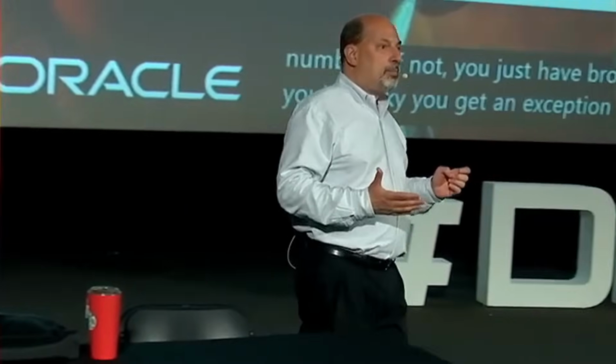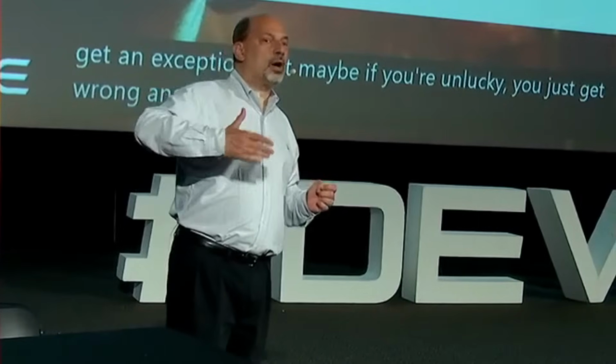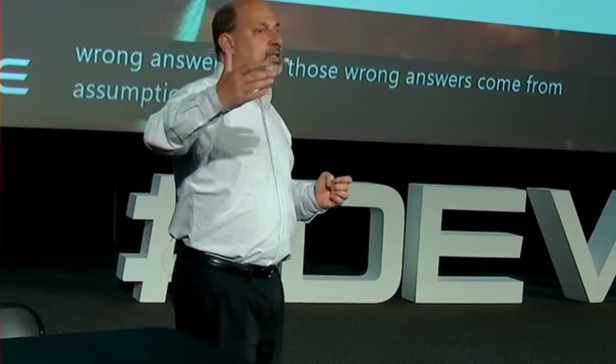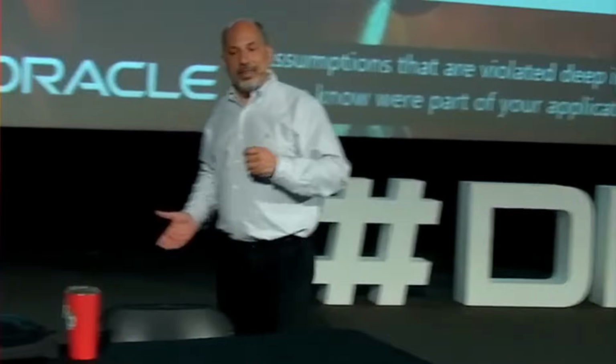The problem with CRaC is that it's trying to interpret old code with new semantics and hope everything is good. And if it is good, great. It gives you great performance numbers. If not, you just have broken code. And maybe if you're lucky, you get an exception. But maybe if you're unlucky, you just get wrong answers. And those wrong answers come from assumptions that are violated deep in libraries that you didn't even know were part of your application. So I think CRaC is a good exploration.